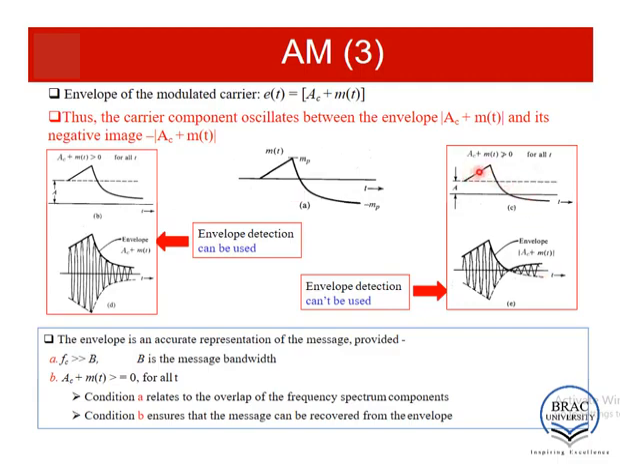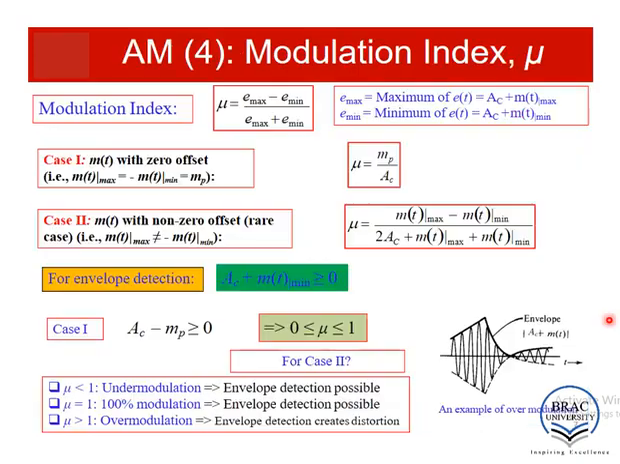This happens when some part of Ac plus m(t) is less than 0. So we can use envelope detection when Ac plus m(t) is greater than 0 for all time. We will be introduced to a new concept here, that is modulation index mu. As you can see from this equation, mu is equal to the ratio of Emax minus Emin and Emax plus Emin. I have already told e(t) is the envelope signal, which is Ac plus m(t).